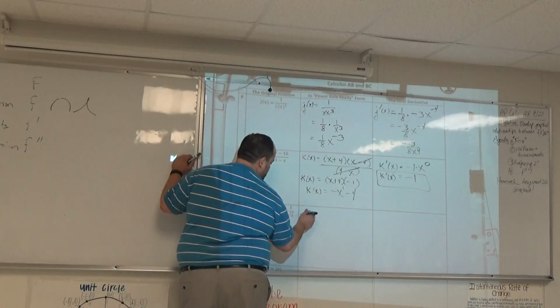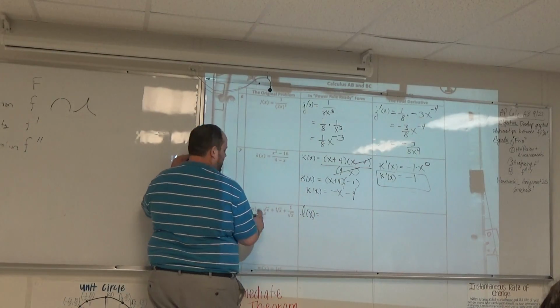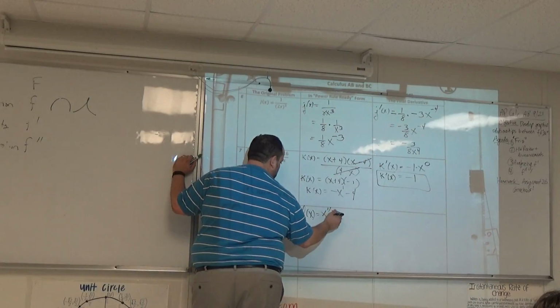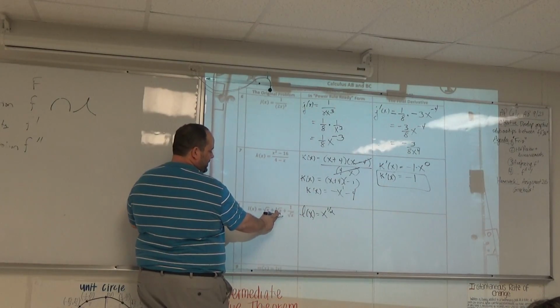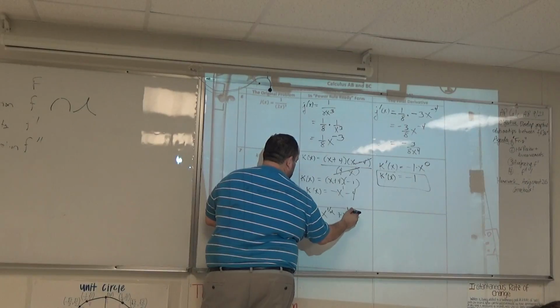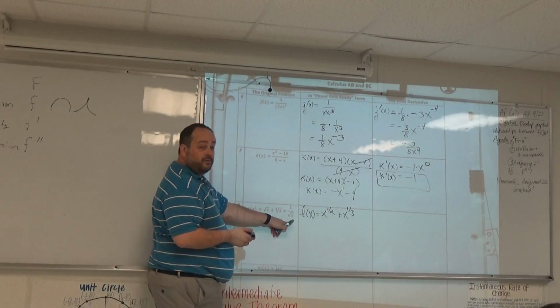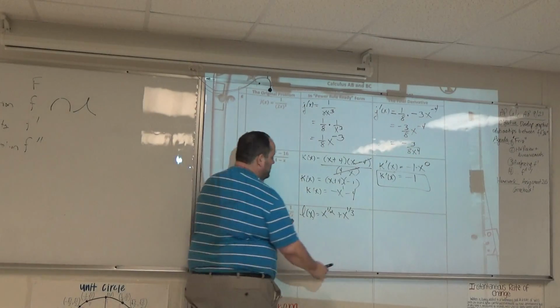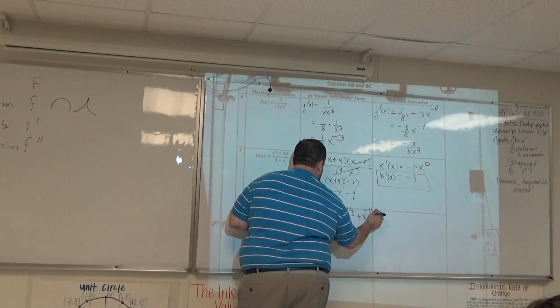All right, number 8, just a whole bunch of ugly fractions. L of x, you guys know, instead of writing this as square root of x, we're going to write x to the half. Cube root of x, better way to write that, is x to the 1/3. 1 over the square root of x, better way to write that, is x to the -1/2.